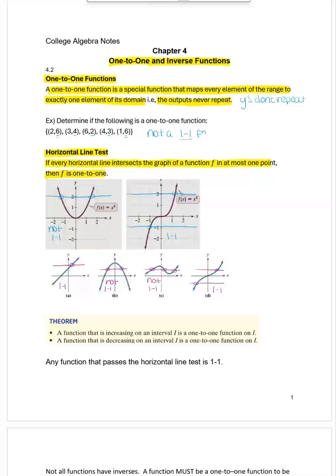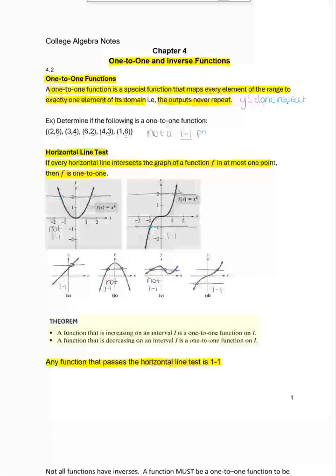That's good. Here's a little theorem I found in the book. A function that is increasing on an interval I is a one-to-one function. So you can see this one is increasing, so he's one-to-one. A function that is decreasing on an interval I is a one-to-one function. So if he were strictly decreasing, he would be one-to-one. That's a really good tip. This one is increasing, so that's pretty cool, the theorem, I thought. Any function that passes the horizontal line test is one-to-one. So add your horizontal line test to your little toolbox, with your vertical line test.